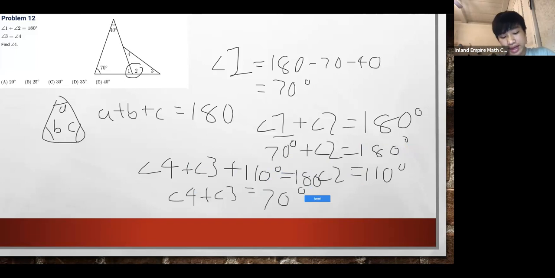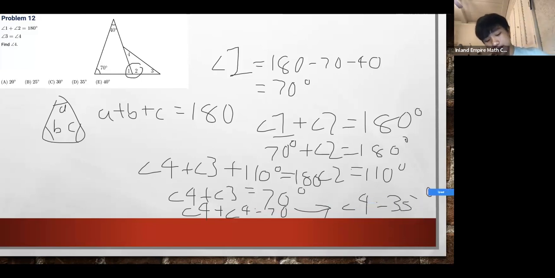And we know that angle 3 equals angle 4, which means that angle 4 plus angle 4 equals 70 degrees. And what this means is that angle 4 equals 35 degrees. So that was correct. It makes sense. There are angle theorems that you can use to do this a lot faster, but honestly, it's not entirely necessary. You can do it by hand pretty easily as well.